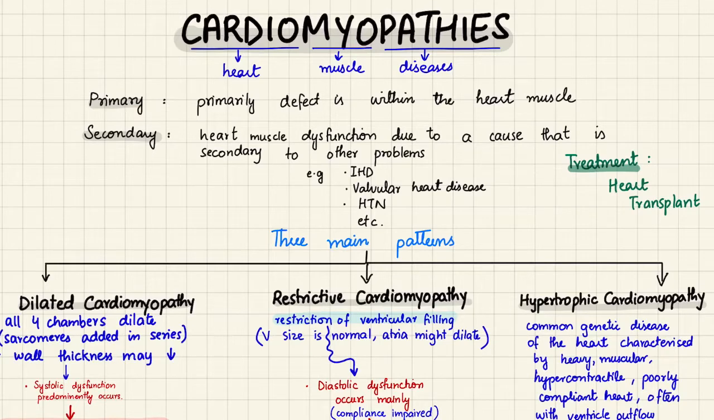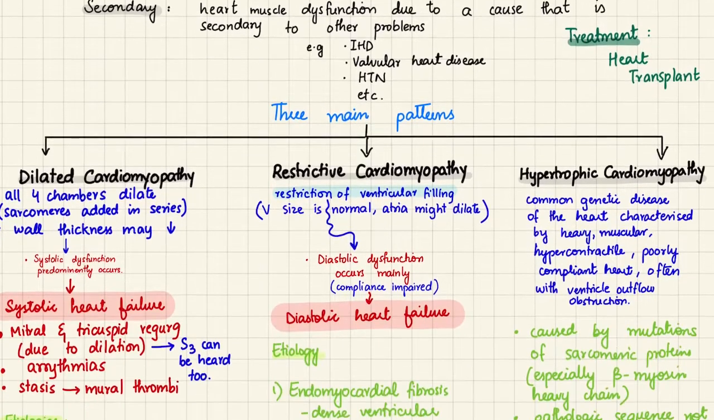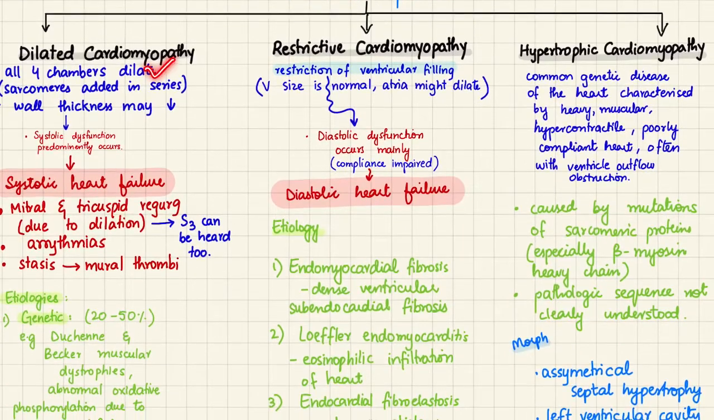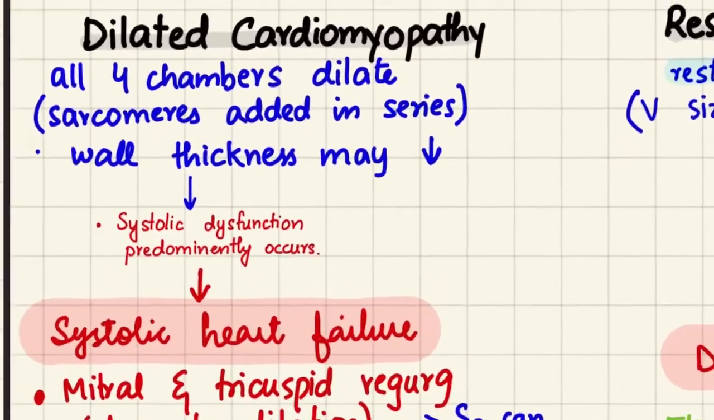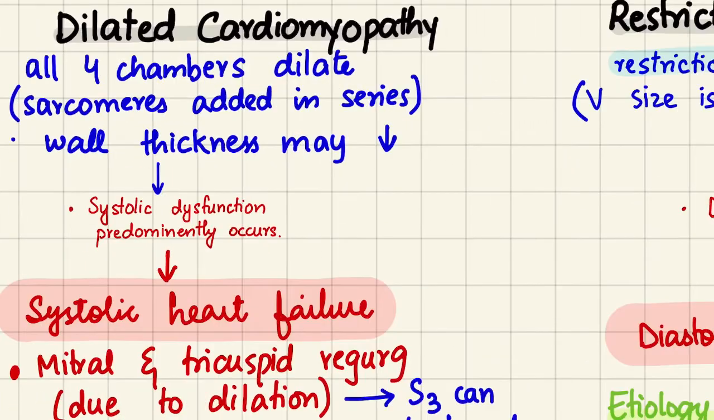So there are three main patterns in which cardiomyopathies occur. First of all, we have dilated cardiomyopathy, restrictive cardiomyopathy, and hypertrophic cardiomyopathy. First, we'll see dilated cardiomyopathy. In this case, all four chambers of the heart are going to become dilated. This is a sort of hypertrophy, but in this case, sarcomeres are added in series and not in parallel, so the wall thickness may decrease or remain the same, but it will not increase.